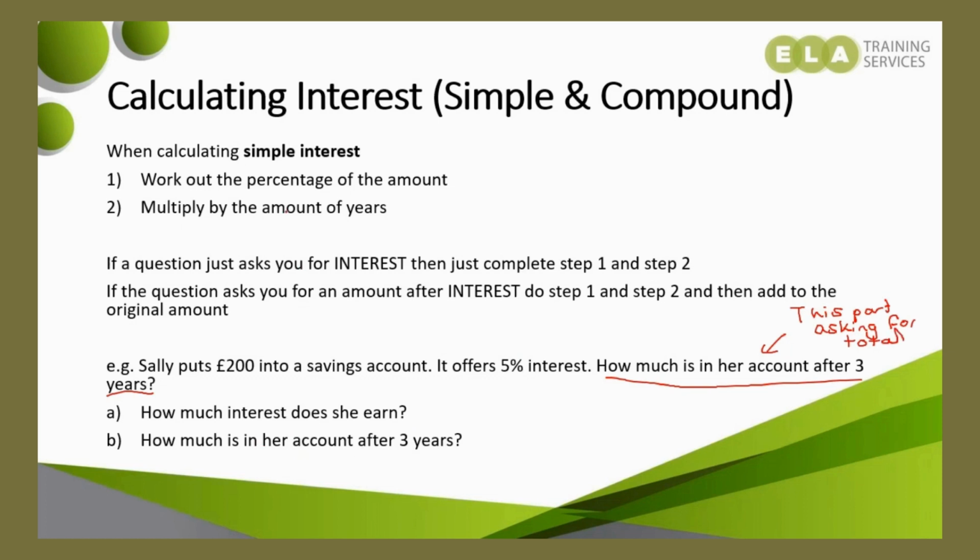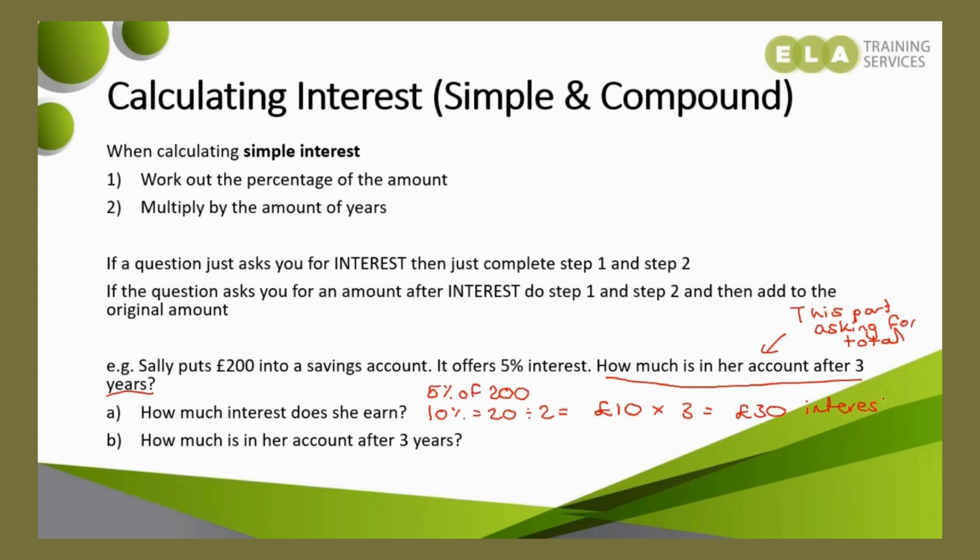So to work out her interest, we work out the percentage of the amount. So 5% of 200. 10% would be 20, divided by 2, so she earns £10, and then we multiply that by the number of years. That would be £10 in 1 year. So after 3 years, that would be £30 interest she earns.